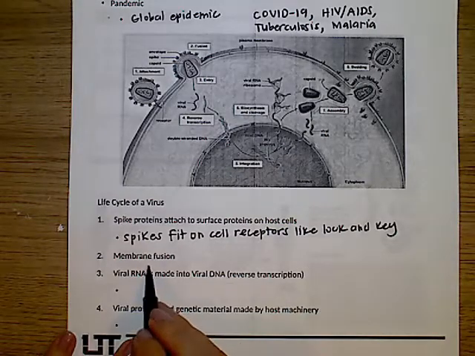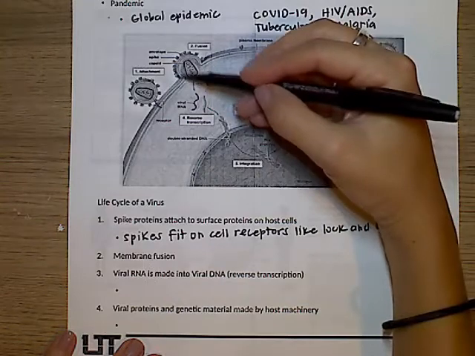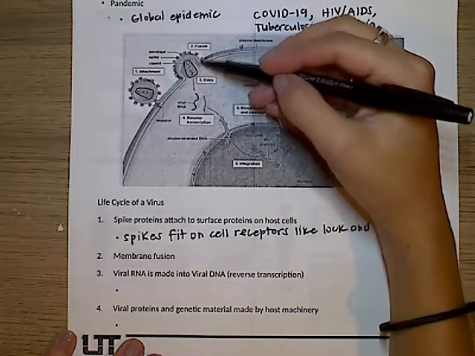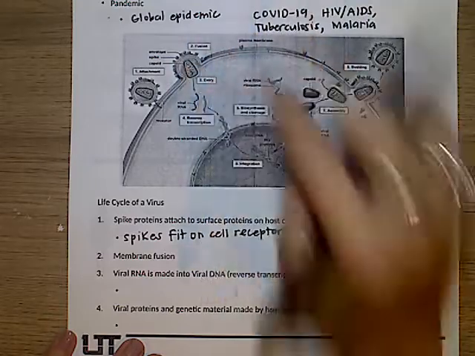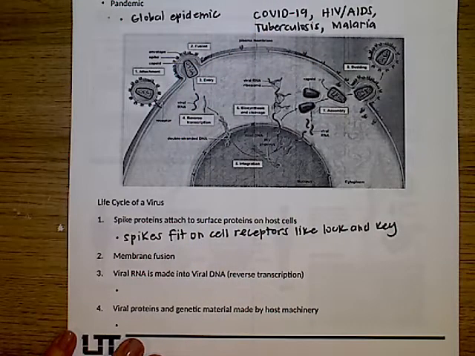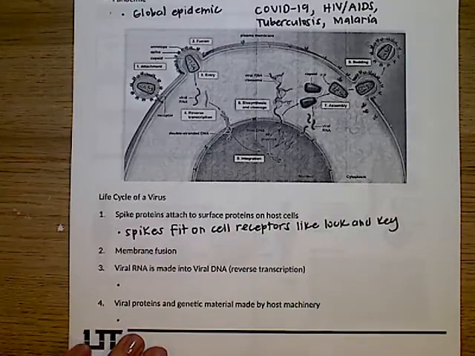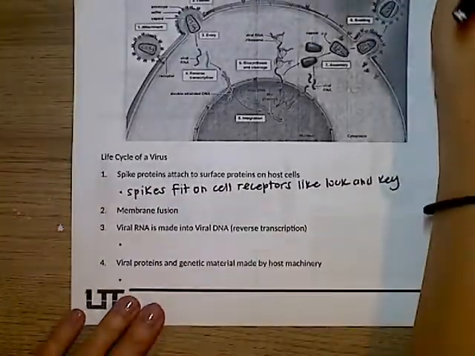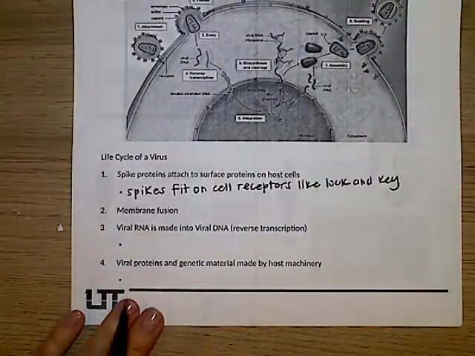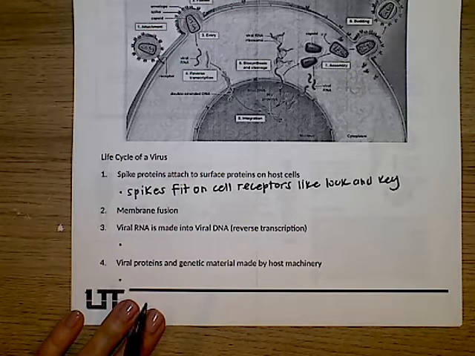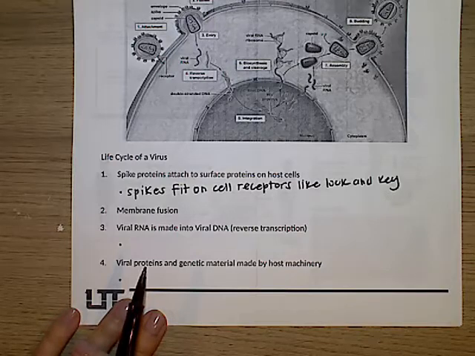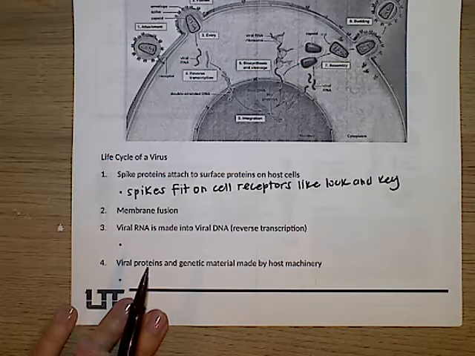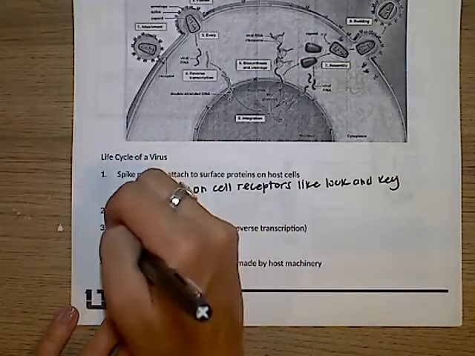Step 2 is membrane fusion, which you're seeing here. So the membranes of the viral cell and the host cell kind of fuse together, and that now allows the contents of the virus to enter the host cell. And step 3, viral RNA is made into viral DNA. And we're used to seeing DNA go to RNA, so we call this reverse transcription, and it combines with the host DNA.